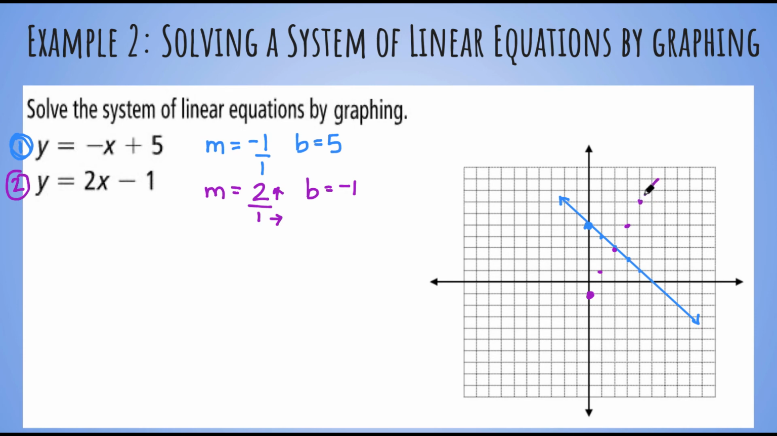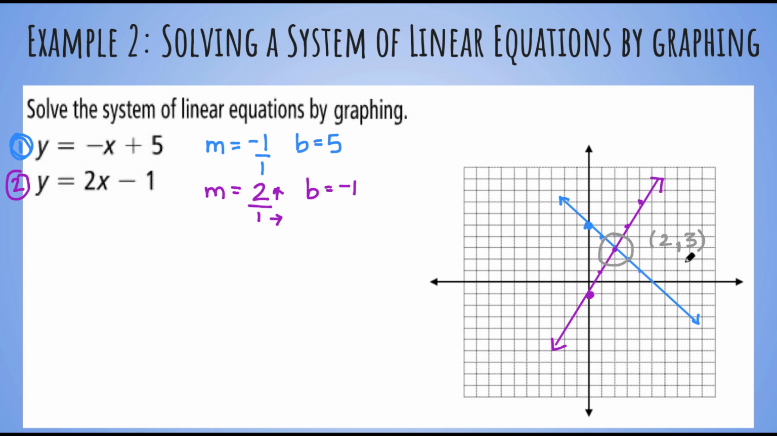So we're going to connect these dots to make this line, and we can see that it looks like the point of intersection is right here. And this ordered pair is going to be over 2 units on the x, and then we're going up 1, 2, 3 units on our y. So there's our point of intersection.